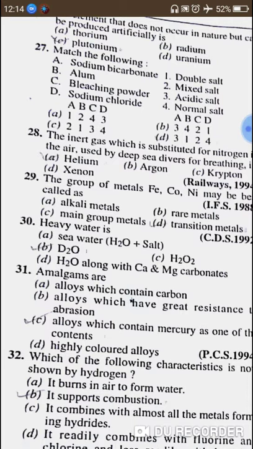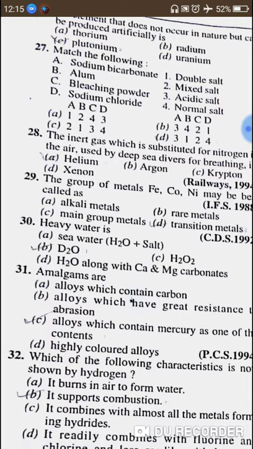Next question. The inert gas which is substituted for nitrogen in the air used by deep sea divers for breathing is, and our answer is helium. The inert gas which is substituted for nitrogen in the air used by deep sea divers for breathing is helium. Next, the group of metals ferrum, cobalt, nickel may be best called as, and our answer is transition metals. So the group of metals iron, cobalt, nickel may be best called as transition metals.